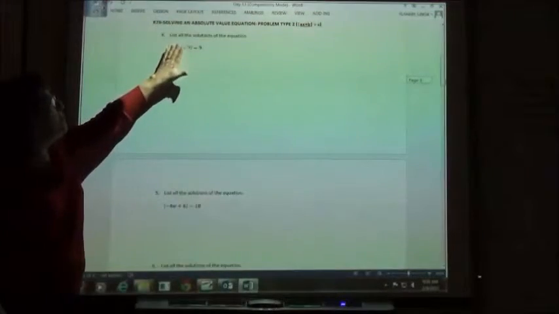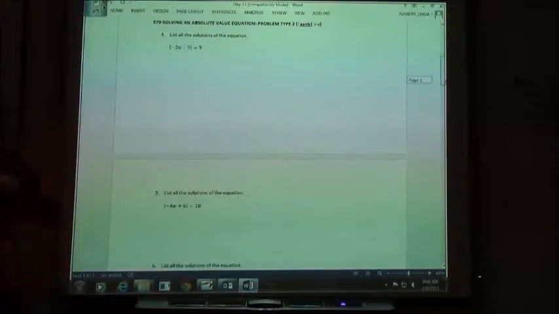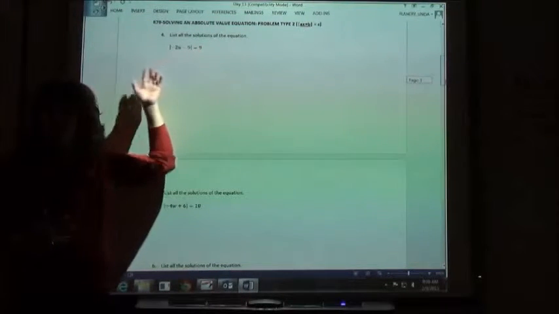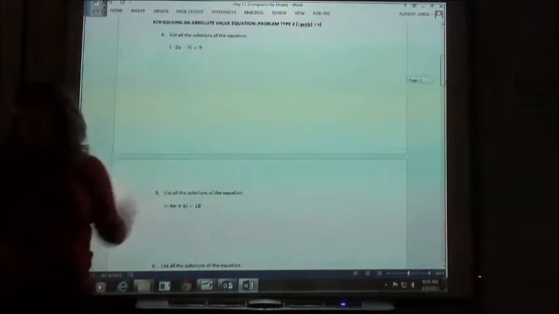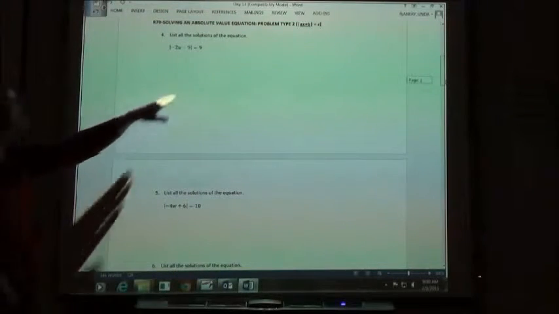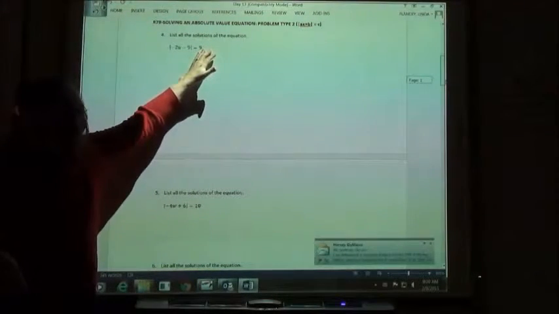So then we get to some little longer ones here. Here the absolute value is already by itself. You can't move the stuff out of there until you apply your rule for absolute value. So if this number here on the end is positive, you're going to write down two separate problems. It can either be equal to the positive 9 or to the negative 9. If this number over here is negative, then it's going to be a no solution.